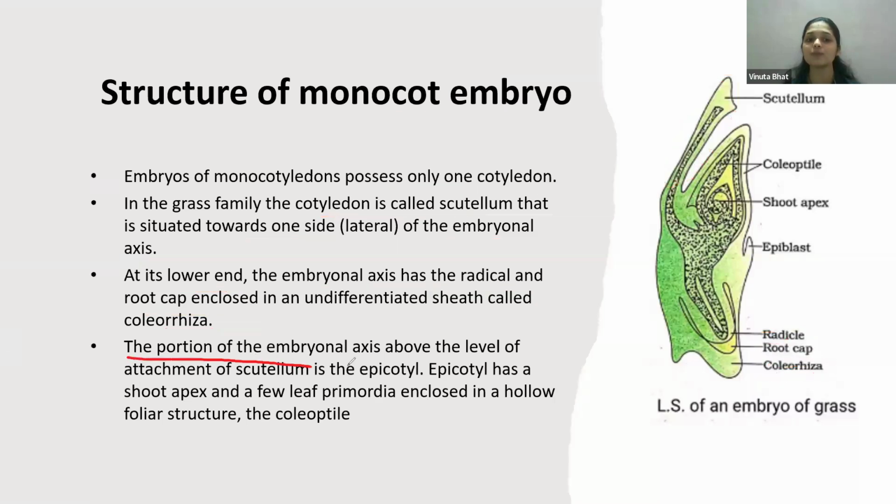The portion of the embryonal axis above the level of attachment of the scutellum is the epicotyl. The epicotyl has the shoot apex and leaf primordia enclosed in a hollow foliar structure, the coleoptile. Here the shoot apex is covered by a structure, the coleoptile. So that is the structure of the monocot embryo.